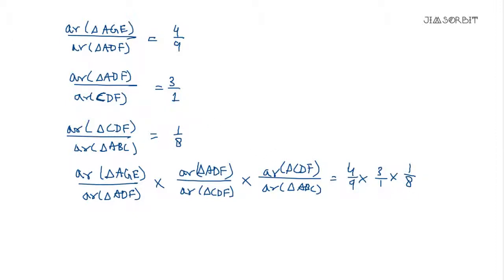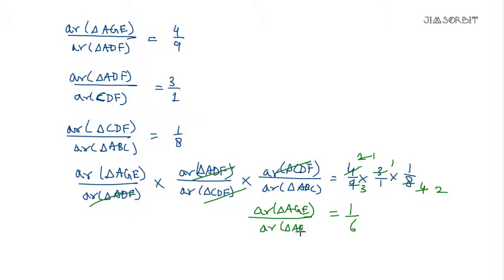We can start cancelling the terms. So 2 2s are 4, 2 4s are 8. Okay, obviously 4 2s are 8. Sorry. And 3 1s are 3, 3 3s are 9. So 3 2s are 6. We will have 1 by 6. And this cancelled with this, with this, and we got the last part. Okay, so AGE by ABC. I hope you have understood this.